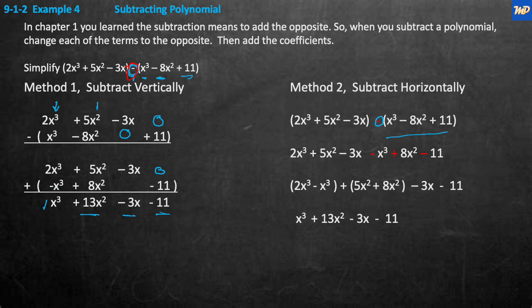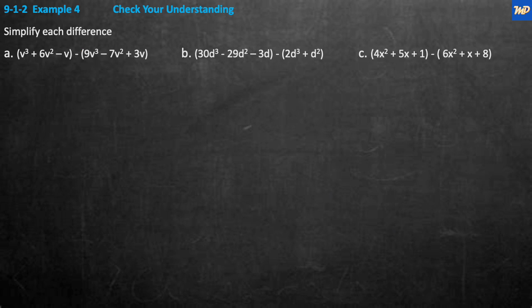So now we're going to get 2x cubed plus 5x squared minus 3x minus x cubed plus 8x squared minus 11. Then you group them. You group the x cubes together, and then the x squareds together. When you add them, you get 2 minus 1 is 1x cubed. 5 and 8 is 13x squared, and there's nothing to add to the negative 3x, so you get negative 3x. And there's nothing to go with the 11, so you get negative 11. So the answers are the same, both ways. Okay, example 4, check your understanding, simplify each.